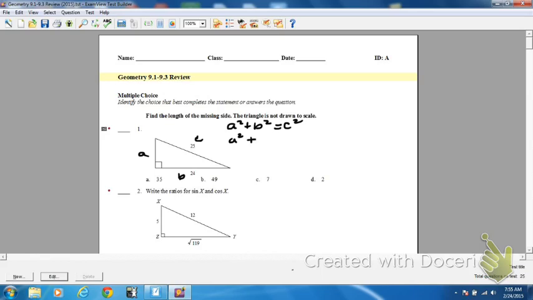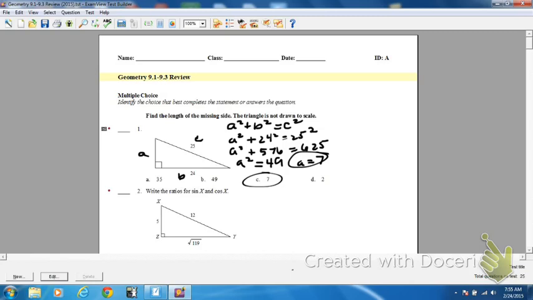So a squared plus 24 squared equals 25 squared. A squared plus 24 squared is 576, and 25 squared is 625. When we subtract 576 from both sides, you get a squared equals 49. So a equals 7.